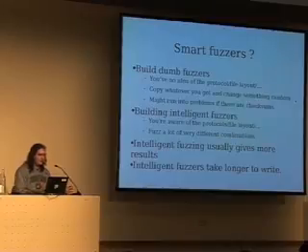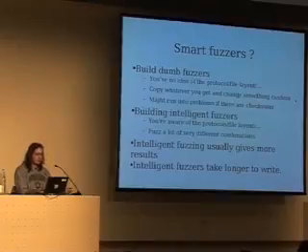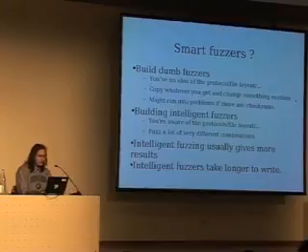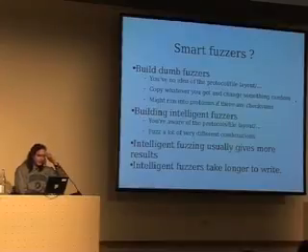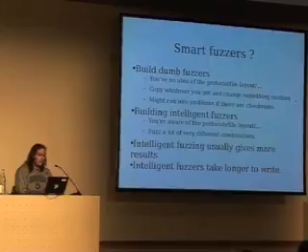If you just want to go out and find one cool bug, then dumb fuzzers usually will give you good results. If you want to get complete code coverage, you probably end up building an intelligent fuzzer and spending a couple of days or weeks or even months developing one. So intelligent fuzzers take a lot longer to write, but they usually give you an awful lot.